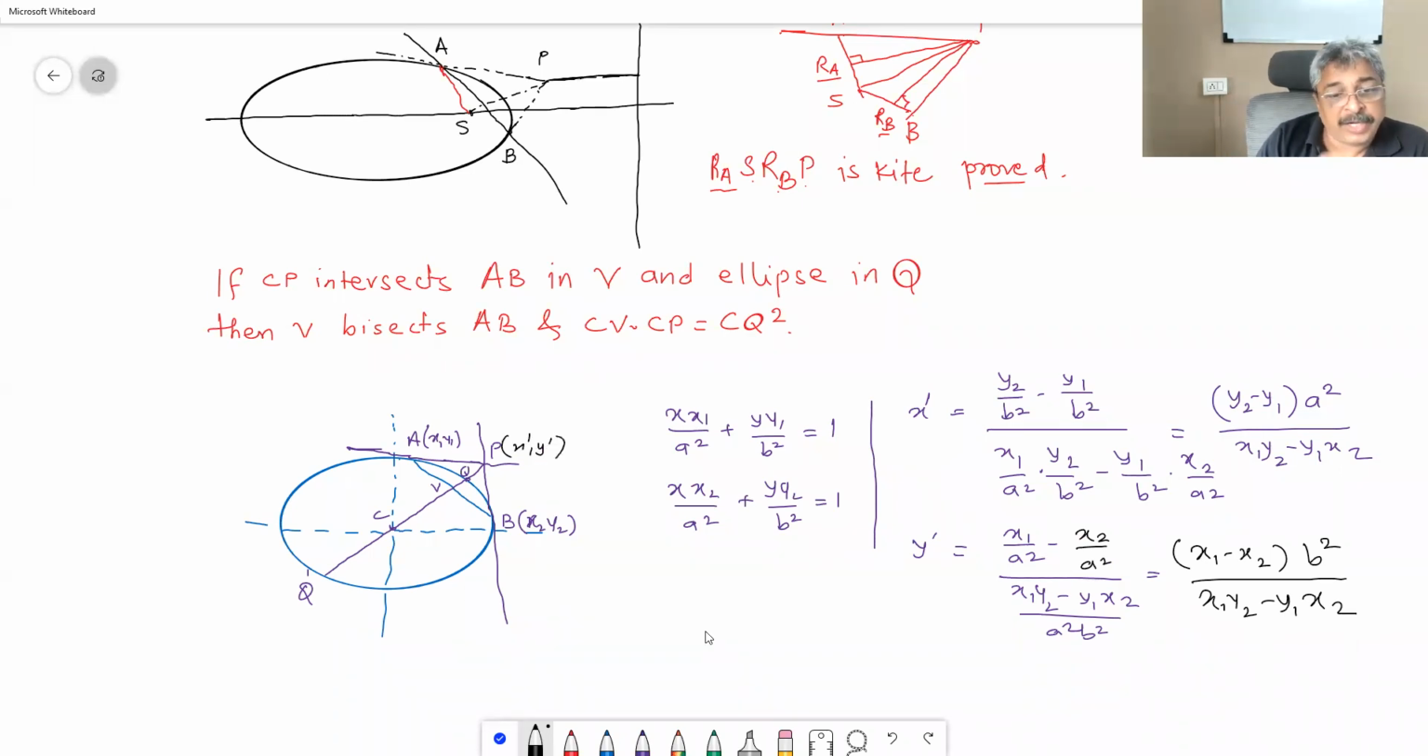So we can straight away write down the equation of the line through the center and x dash comma y dash, whose slope is y dash upon x dash. The equation is y is equal to mx, where m is the slope: x1 minus x2 times b square upon y2 minus y1 times a square, into x. This is the equation of CP.